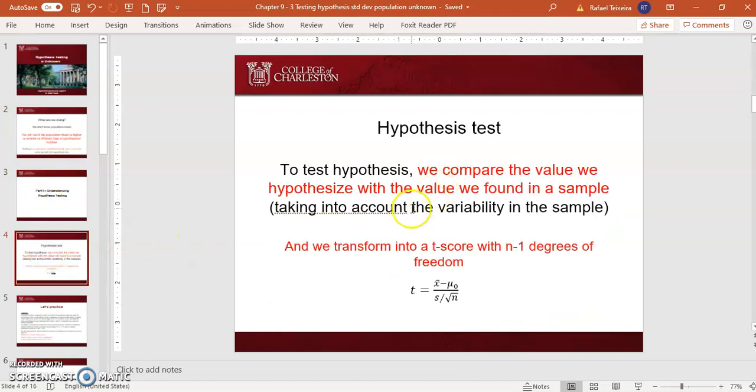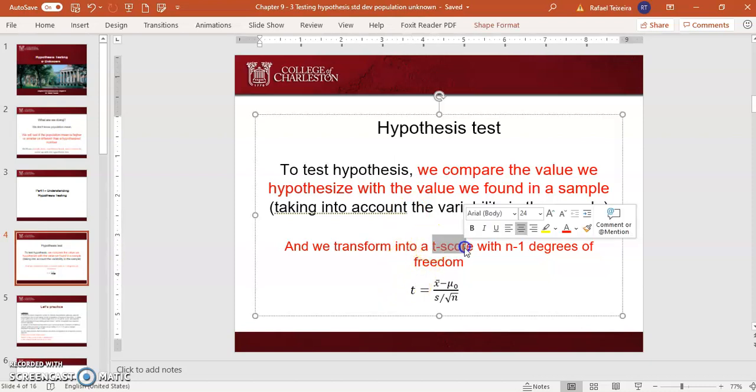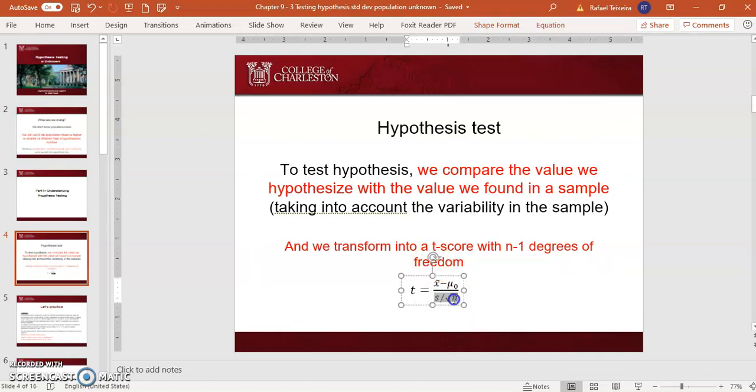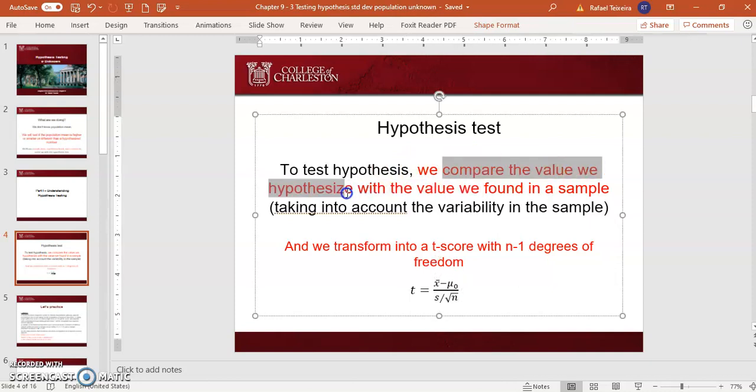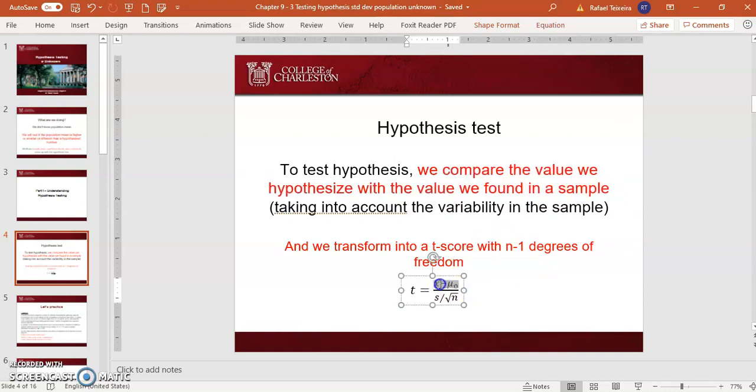The process is very similar to what we did with the z-score, but now we have a t-score. The t-score is used because now we don't have the population standard deviation, and we have to use the sample standard deviation to come up with the variability in the sample. So we're comparing the value we hypothesize in the hypothesis with the value found in a sample. And this is done by this numerator here. This is comparing the sample mean with the hypothesized mean.